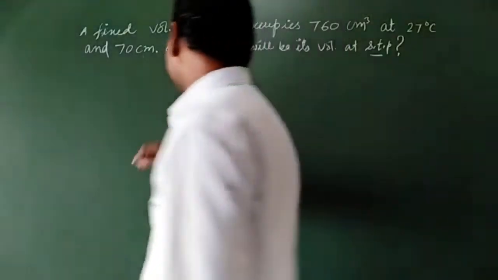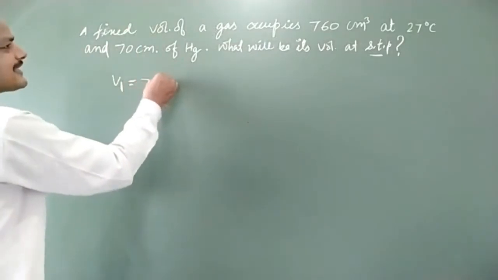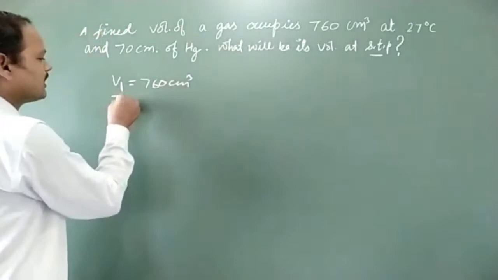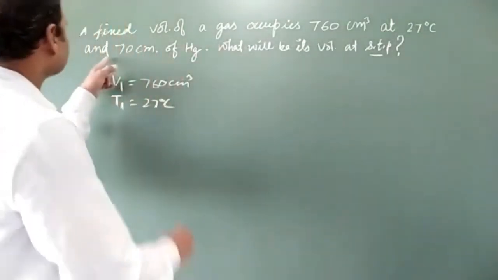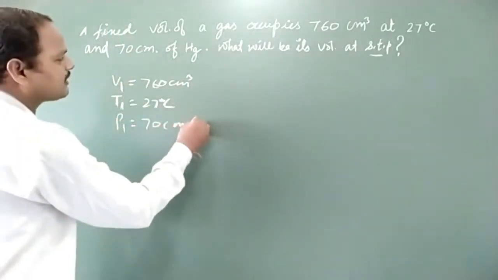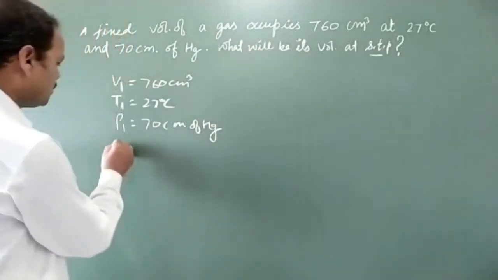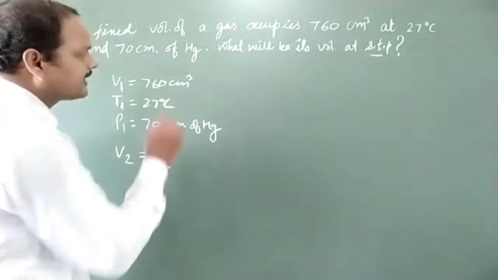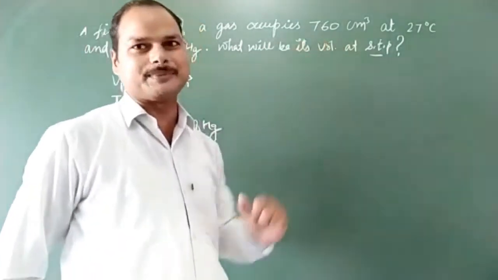Let's see. Here we can write the volume V1 equal to 760 centimeter cube. Temperature is given here, T1, that is equal to 27 degrees Celsius, and pressure P1 is equal to 70 centimeter of Hg. Now we require here volume. It means take this volume which is unknown, V2 is required here, and STP. I will also explain what is the meaning of STP.